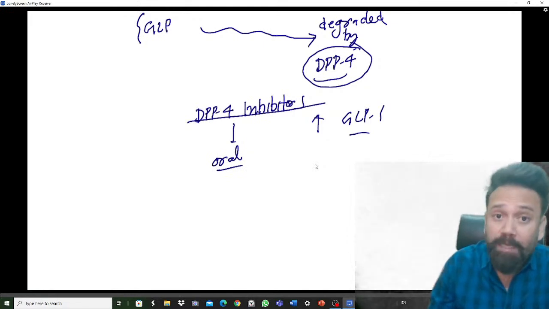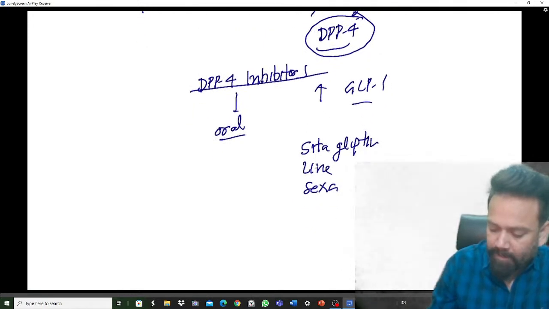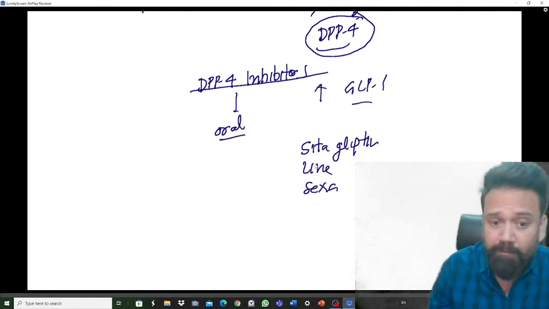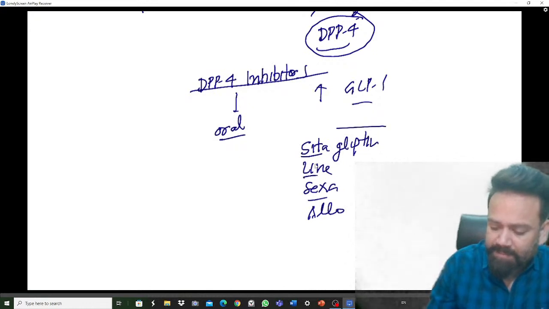Like for example, all the gliptins like sitagliptin, linagliptin, saxagliptin. Then what else? Teneligliptin is not FDA approved, but is used in Japan and India. Sita, lina, saxa, vilda. Okay, which gliptin is kidney safe?